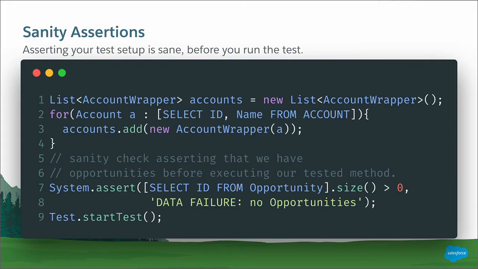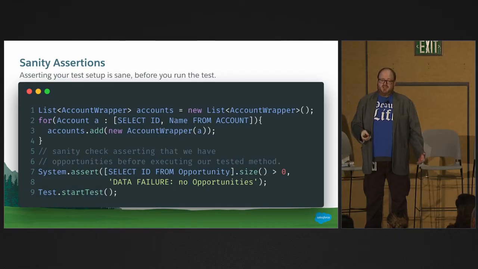Half the battle of knowing and debugging a unit test is knowing what you don't have to figure out, right? So if you know going into this, I've got to figure out why this unit test is failing, that your data is asserted to be correct before you run any code, you're already off to the races. This has saved me so much time over the years. And you'll notice here that I put data failure at the beginning of all my sanity checks. You don't have to do that, but it's nice to yourself.